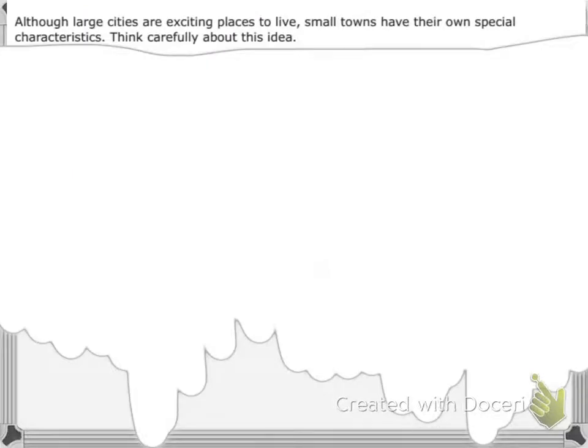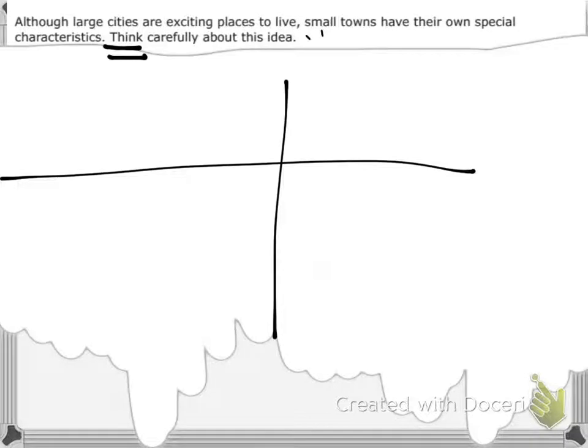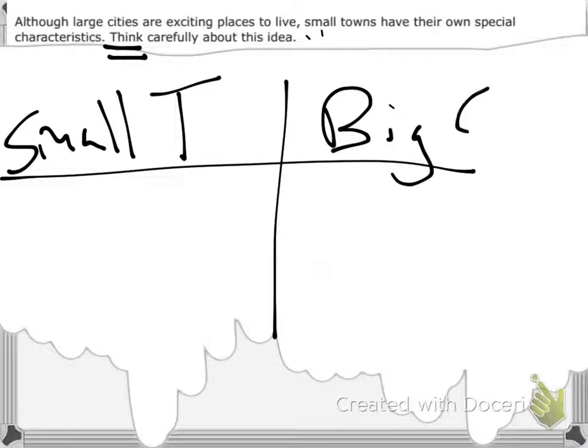Now we have this next part right here. Typically, the way this is structured is it's called read, think, and write. So you read a statement, then you think about something, and then you write with the prompt. So the second part, although large cities are exciting places to live, small towns have their own special characteristics. Think carefully about this idea. So this is our thinking stage. This is your chance to start going, alright, so which side is better? Small towns or big cities? So this is your time to brainstorm. Which one to me is better?